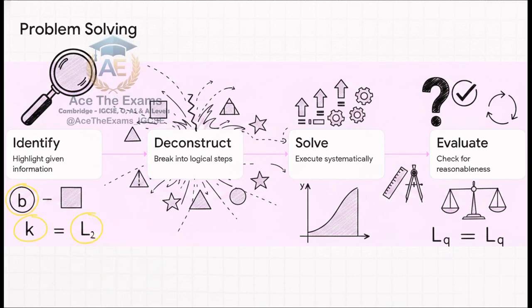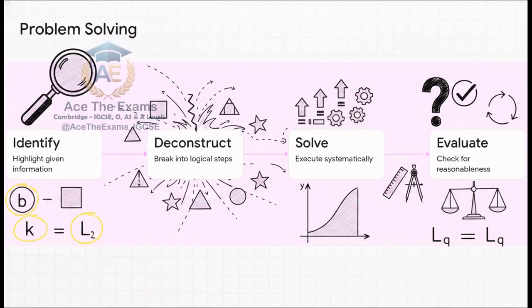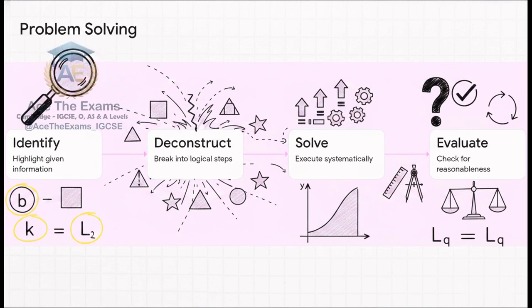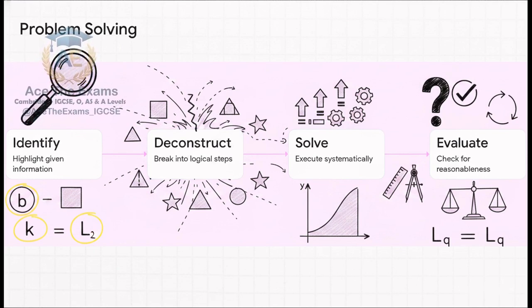Step 3, solve systematically with your clear, spaced-out notation. Give your math room to breathe on the page. And finally, Step 4, which is absolutely crucial, check for reasonableness. When you get your final single logarithm, take 5 seconds to mentally expand it back out. Does it lead back to the original question? If it does, congratulations, you've just bulletproofed your answer and guaranteed your marks.